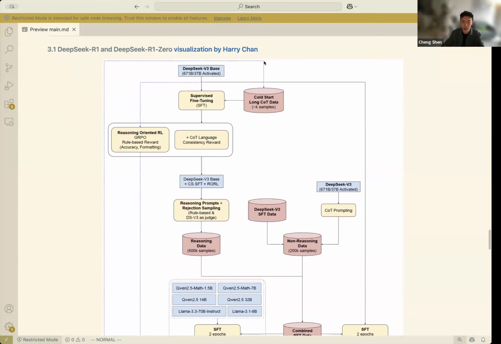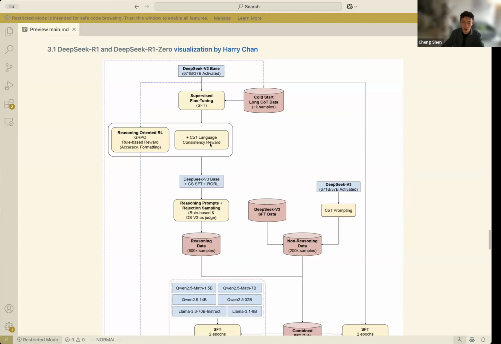And with DeepSeek R1-Zero, they use it to produce some long chain-of-thought data as cold start training data. And they use this to do supervised fine-tuning. So now we get into the straight line part, not the dotted line part. They use it to do supervised fine-tuning on DeepSeek v3 base. And after supervised fine-tuning, they take this model to do the reasoning-oriented RL again, plus a new reward.